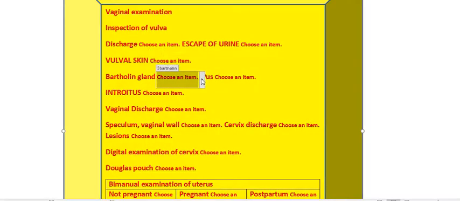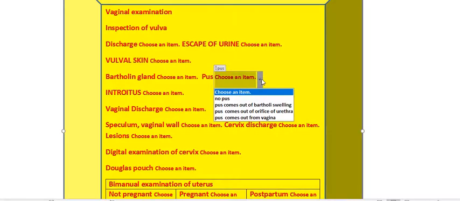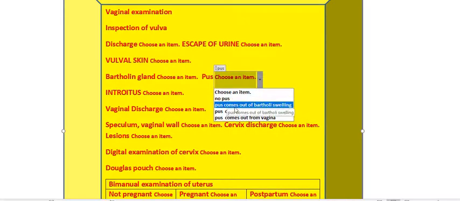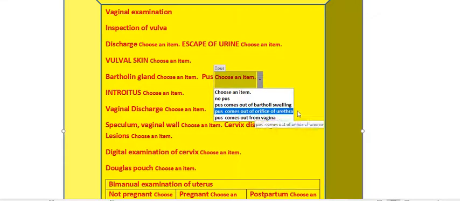We look for the Bartholin glands: not palpable, or Bartholin cysts, or Bartholin abscess, where the Bartholin gland is swollen, tender and painful, and discharge comes out of it. No pus, or the pus comes out of the Bartholin swelling, or pus comes out of the orifice of the urethra, or pus comes out from the vagina.